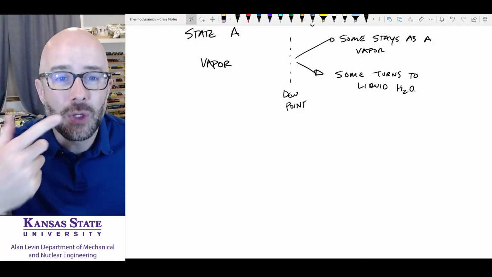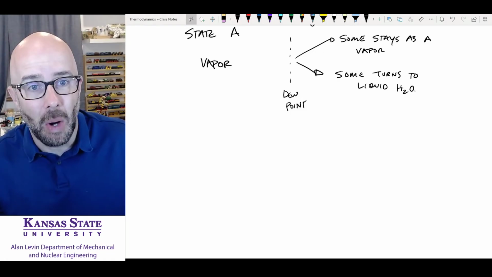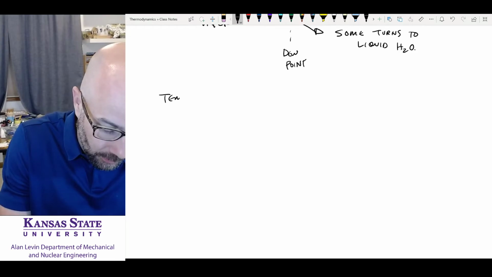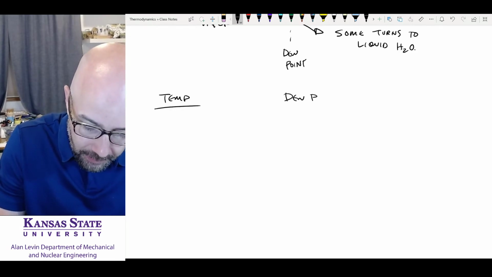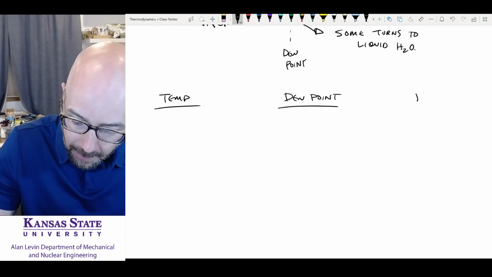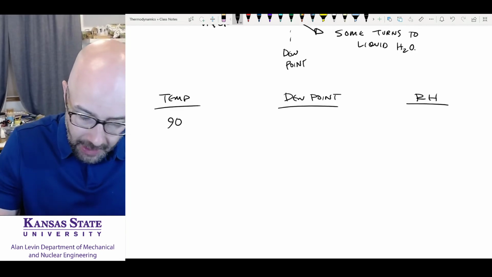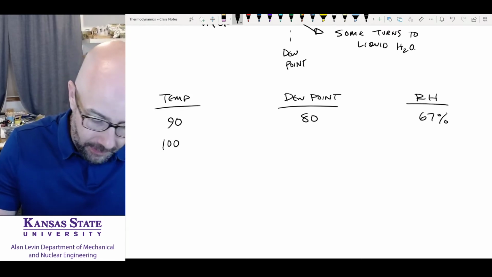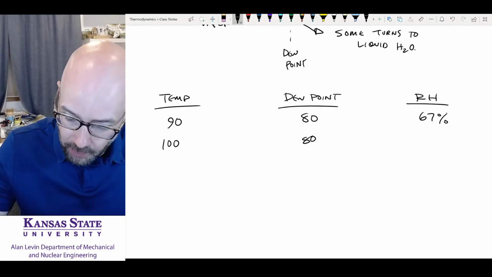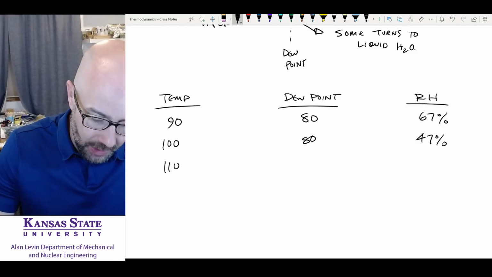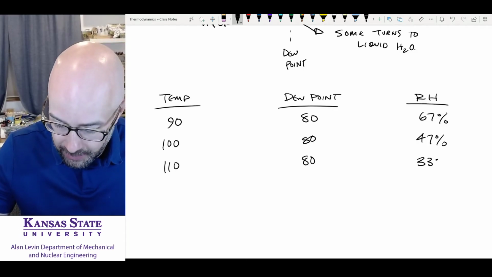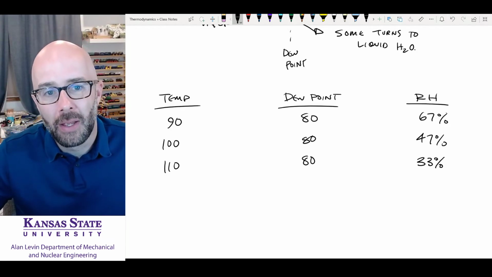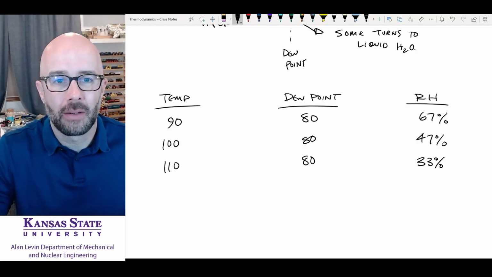Okay. Now, as you get closer to the dew point, your relative humidity is going to go up. This is going back to that same discussion that we had before. So let's look here at a temperature, let's look at our dew point, and let's look at our relative humidity. If it's 90 degrees and the dew point is 80, our relative humidity is 67%. If it's 100 degrees and the dew point is 80, our relative humidity is 47%. And if it's 110 degrees and our dew point is 80, it's going to be 33%. So we're getting further and further away.